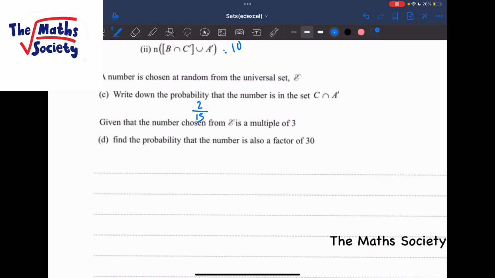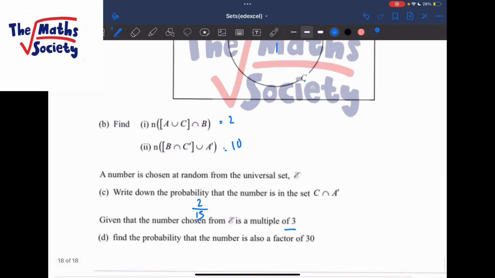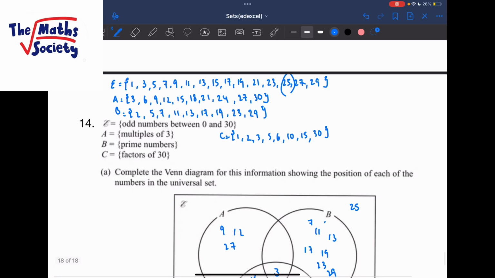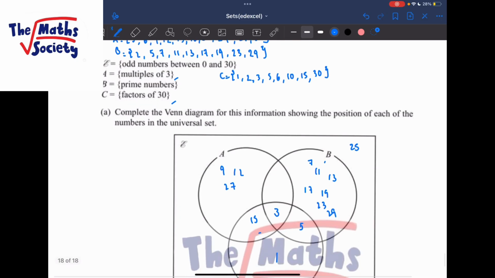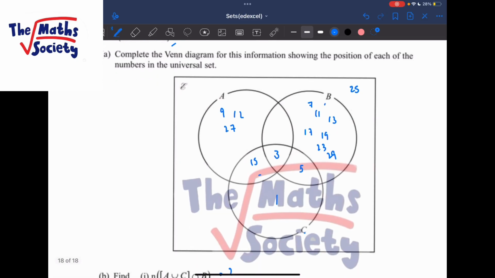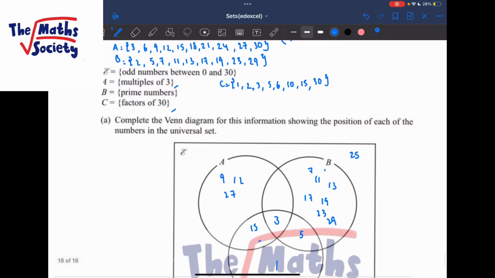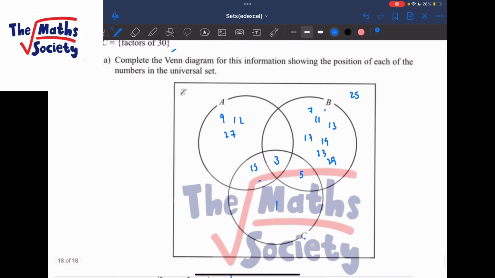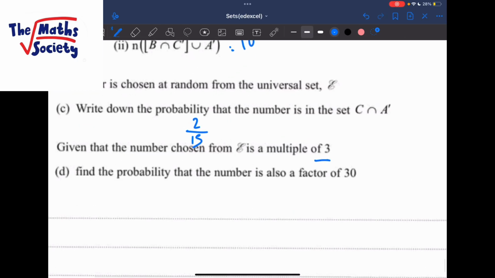It says given that the number chosen from E is a multiple of 3, find the probability that the number is also a factor of 30. This multiple is also a factor of 30, which is basically just A and C. It means that there's only 2 chances out of the 5 numbers. So you just give 2 over 5 and that should be the probability.